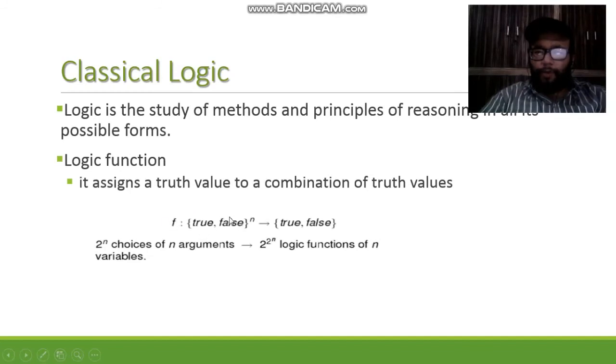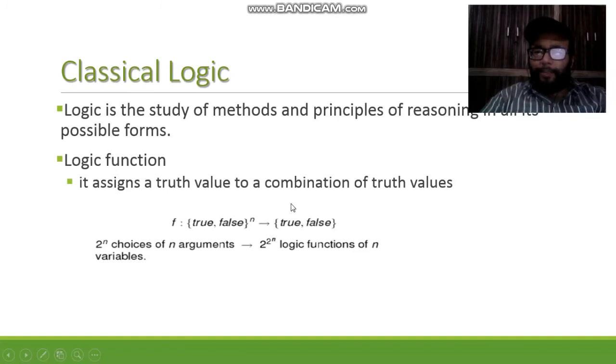This is truth value 2. Any combination of these values, like 0 0, 0 1, 1 0, 1 1. If there are two variables, it will result in one of the following. 0 0 can result in this. How? If this is AND, 0 0 will result in 0. 0 1 will result in 0. If this is OR, 0 1 will result in 1.